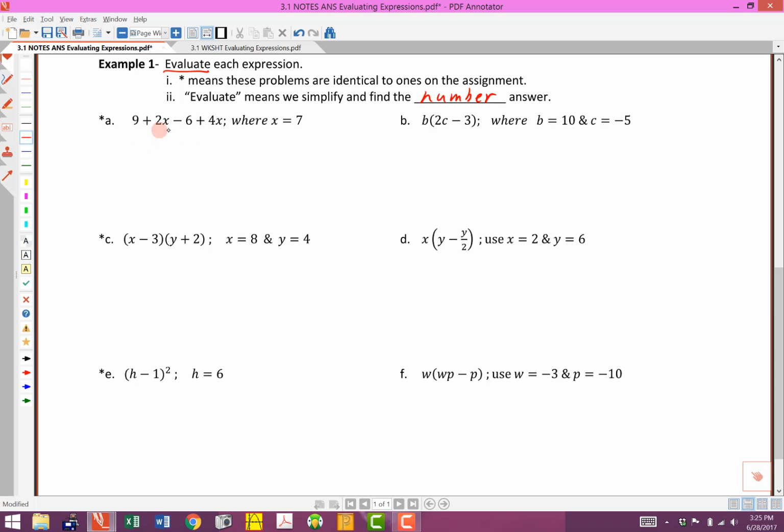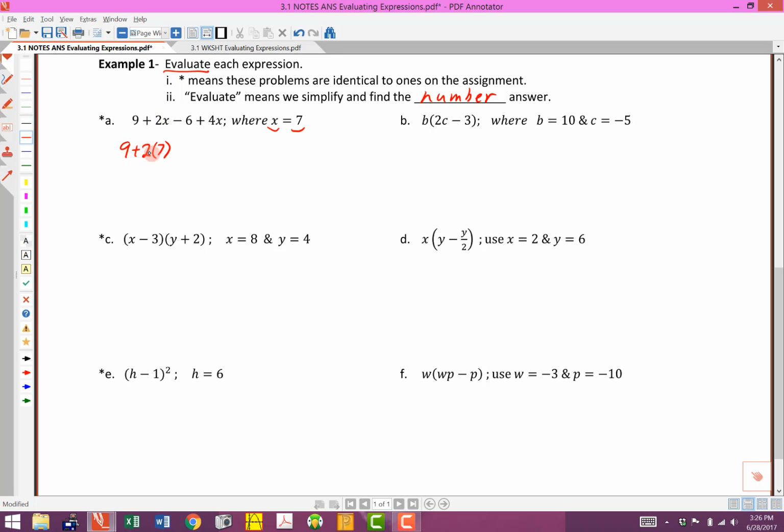So let's go ahead and evaluate this expression right here. We've got 9 plus 2x minus 6 plus 4x, and it says where x is equal to 7. So wherever there's an x, we're going to put a 7. So I'm going to write down 9 plus 2. Now this expression is asking for an x, but x is equal to 7. So I'm going to substitute for x. I'm going to plug a 7 into the x's place. And whenever I do that, it's a good idea to put it in parentheses.